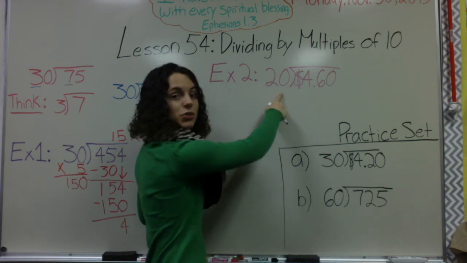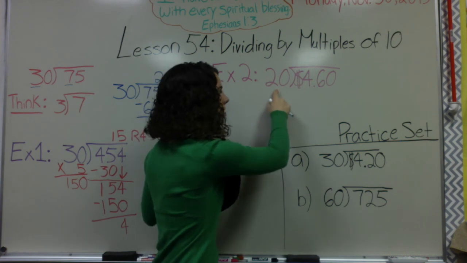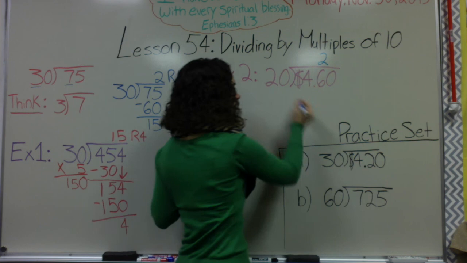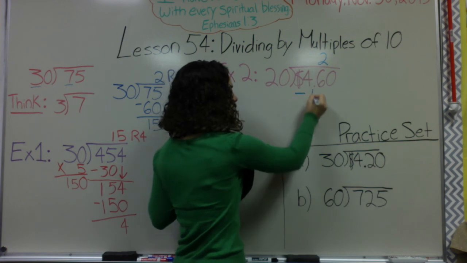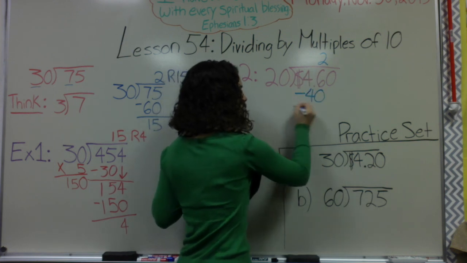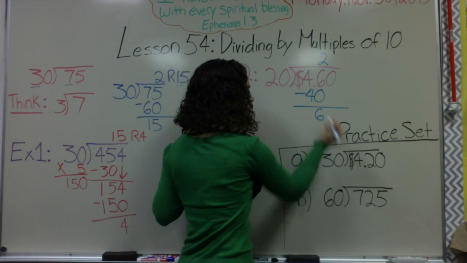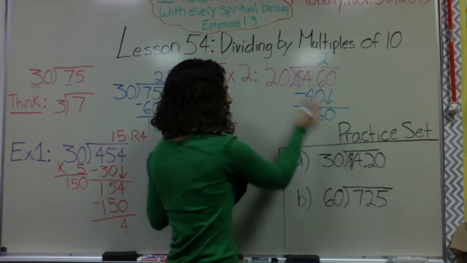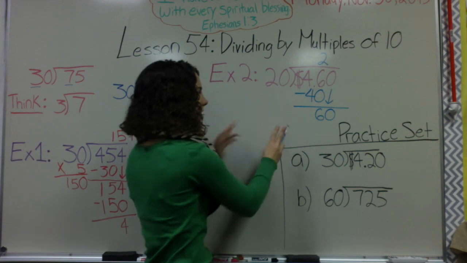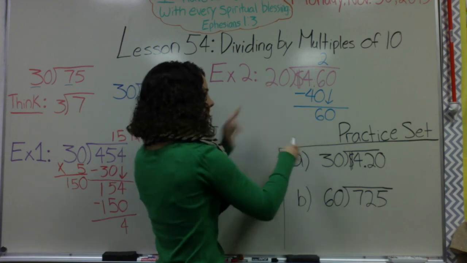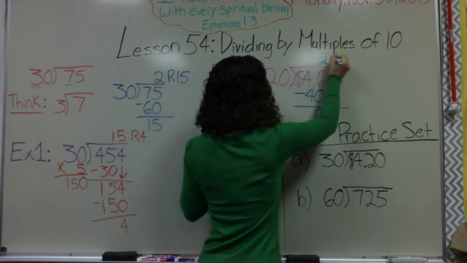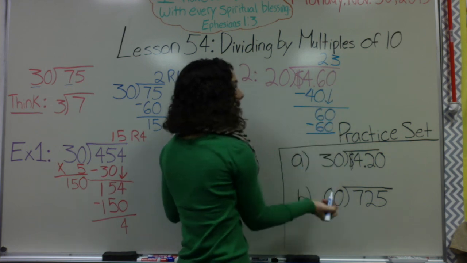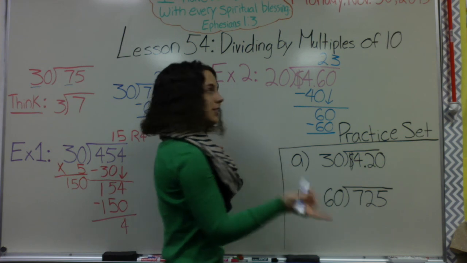I know if I have 20 plus 20, that would be 40. Those are pretty simple to do. So it goes in 2 whole times. 2 times 20 is 40. That's what I subtract. I have 6, and then I bring down my last digit, which is 0. How many times could 20 go into 60? Or thinking, how many times could 2 go into 6? That's 3 times. Minus 60. And I have no remainder, just like I said.